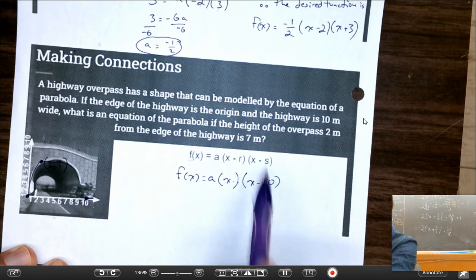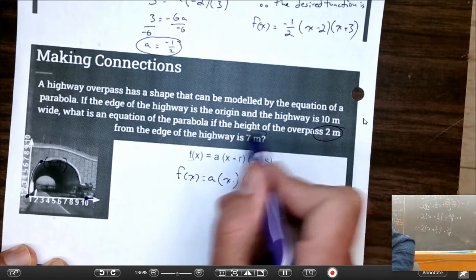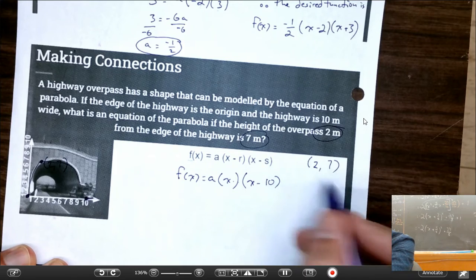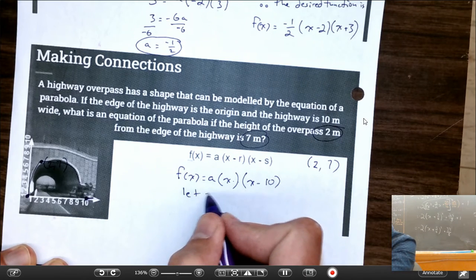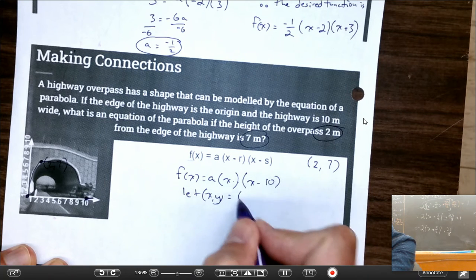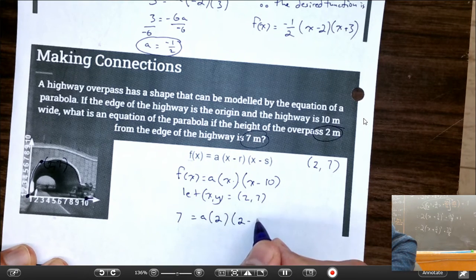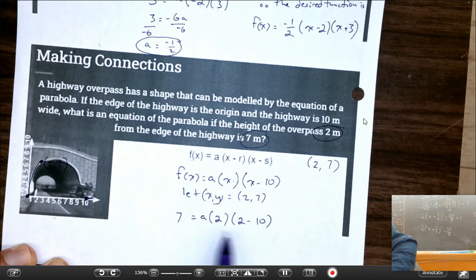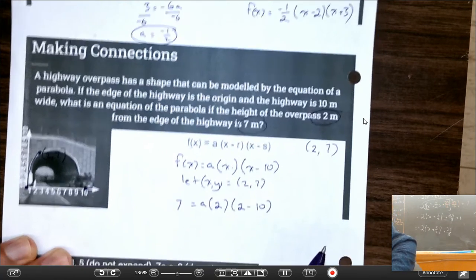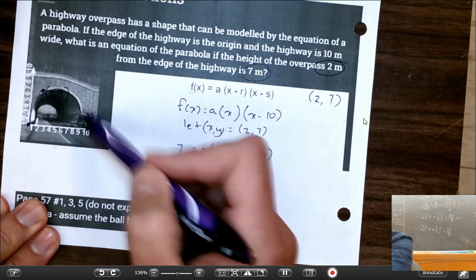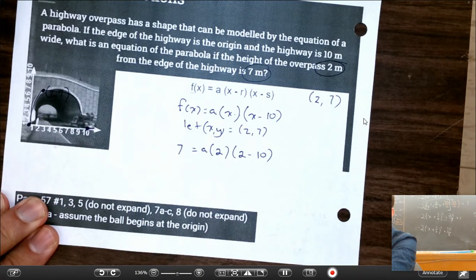Okay? Now, I know one more point. Let's express this point, 2, 7, as a point. So that's 2 meters from the edge, 7 meters up. So that's the point 2, 7. So now I'm going to let x, y equal to 7 to solve for a. So I put in 7 for the value of the function, and then I put in 2 for x. So I have a multiplied by 2 minus 10. Okay? It's looking like a is negative. Should that surprise us? No, because this is an arch. It's like an umbrella shielding you from rain. You could go under the bridge to shield yourself from rain.